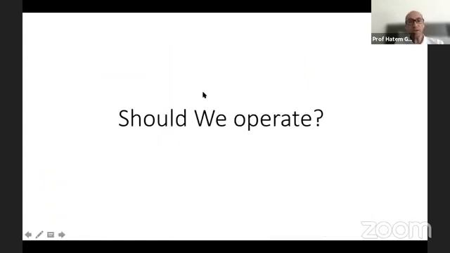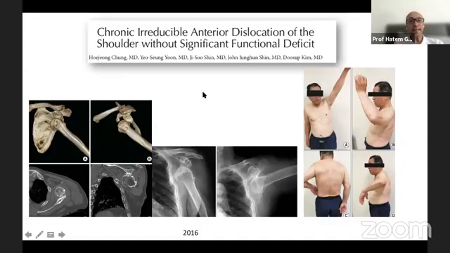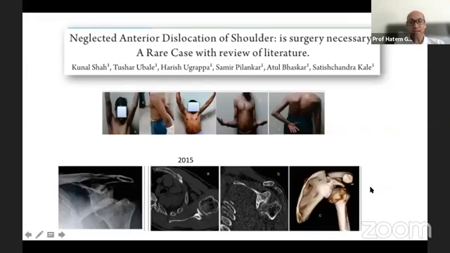So again, the big question is, should we operate or not? That's question number one. Looking again at the literature, many people have shown that these chronic dislocations have a reasonable outcome. They have good elevation, external rotation not so bad. Internal rotation is quite limited, and this is one of the factors the patients mentioned. Other papers have also shown that even after many years of chronic or neglected anterior dislocation, they still have a reasonable function. So always consider that.